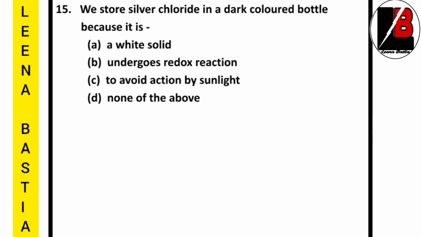Now the last question, that is question number 15 of this video. Let us see what it is asking. We store silver chloride in a dark color bottle because it is option A, a white solid, B, undergoes redox reaction, C, to avoid action by sunlight, D, none of the above. It is the reaction of silver chloride. Just recall what will be the appropriate answer. The answer is to avoid action of sunlight.